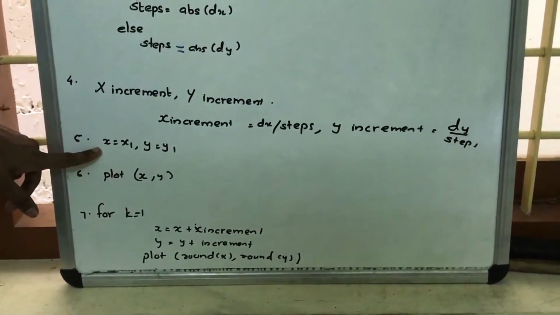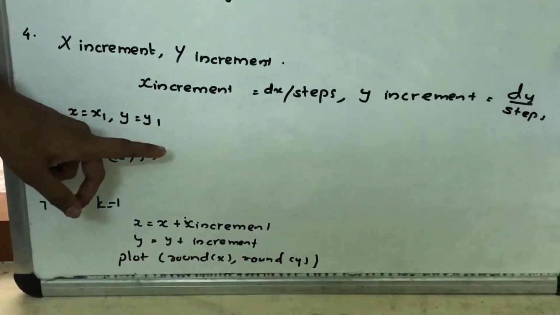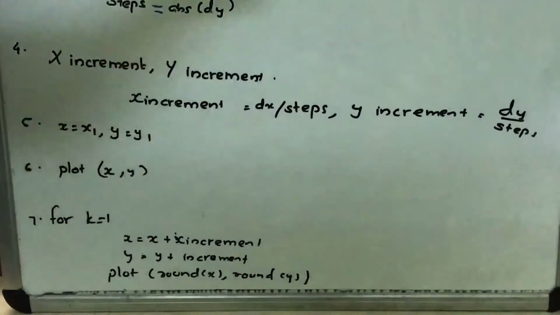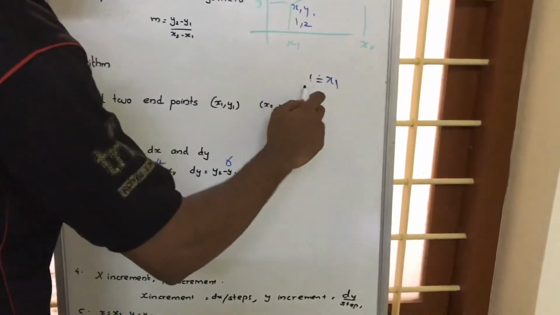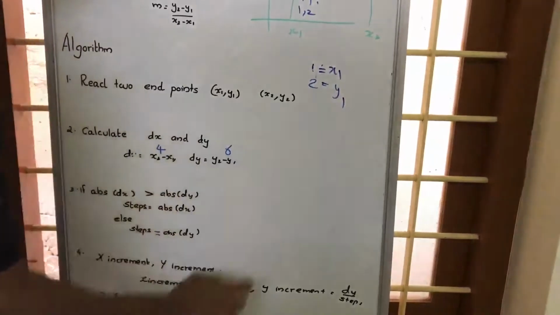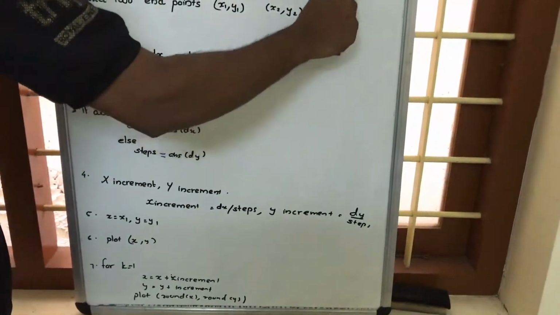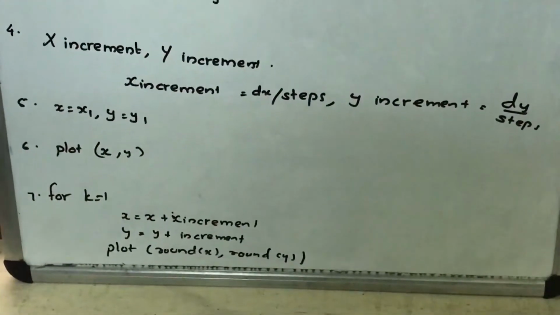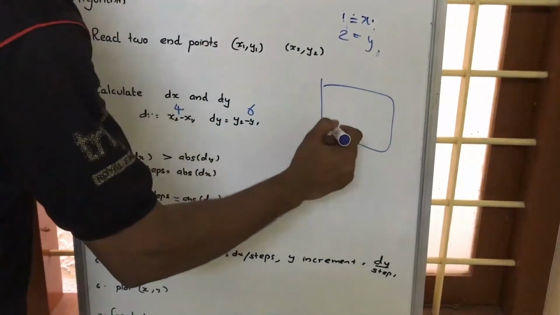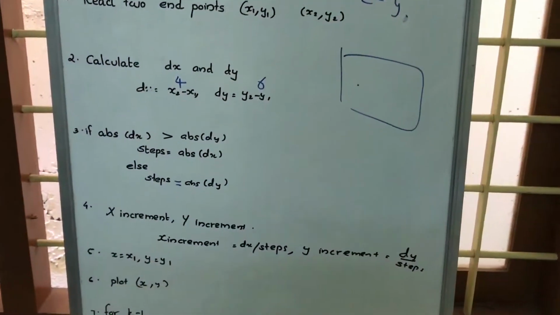In x, first we have to store x1 and y1. So 1 and 2 are stored: 1 is stored as x1 and 2 is stored as y1. Now 1 is stored as x, and 2 is stored as y. Now plot x, y. On the screen this x, y, 1, 2, will be plotted.